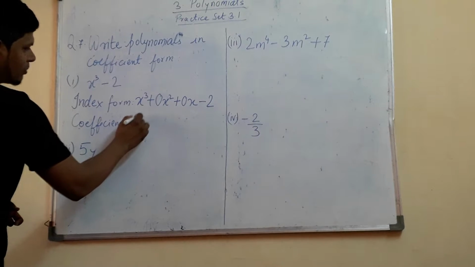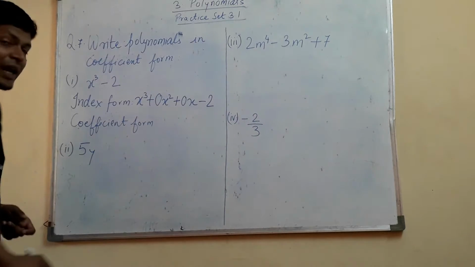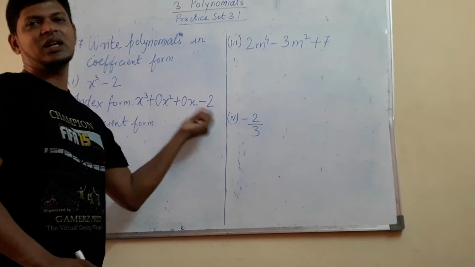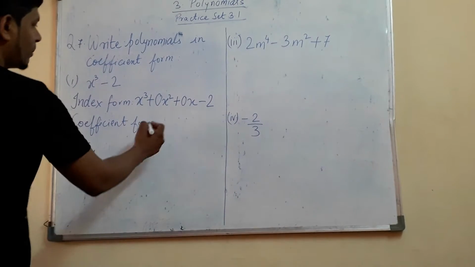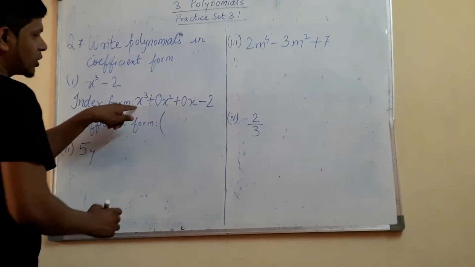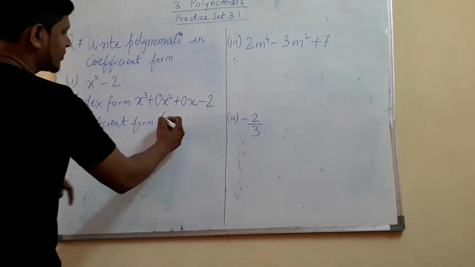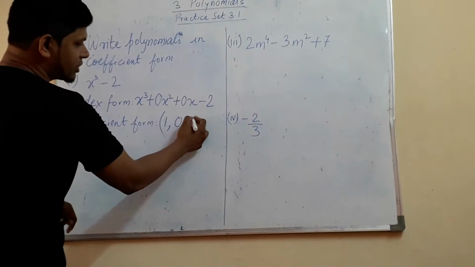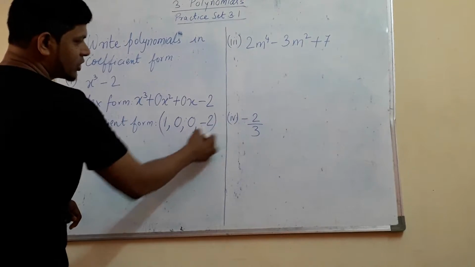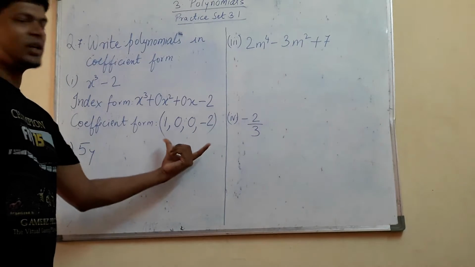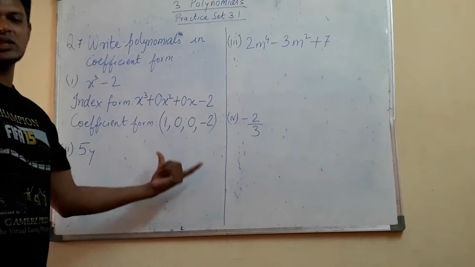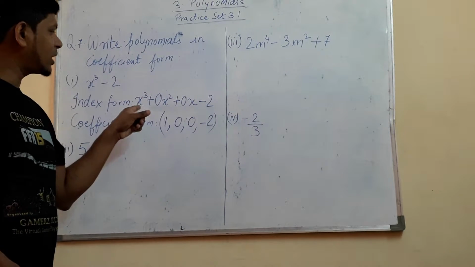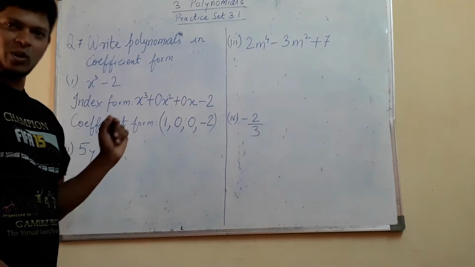What is coefficient form? It is just writing all the coefficients of the terms, but we have to write it in a bracket. So here it is 1, here it is 0, here it is 0 and here it is minus 2. So this is what the coefficient form is: just writing the coefficients of all the terms. And we have to take care that we are considering the sign also.